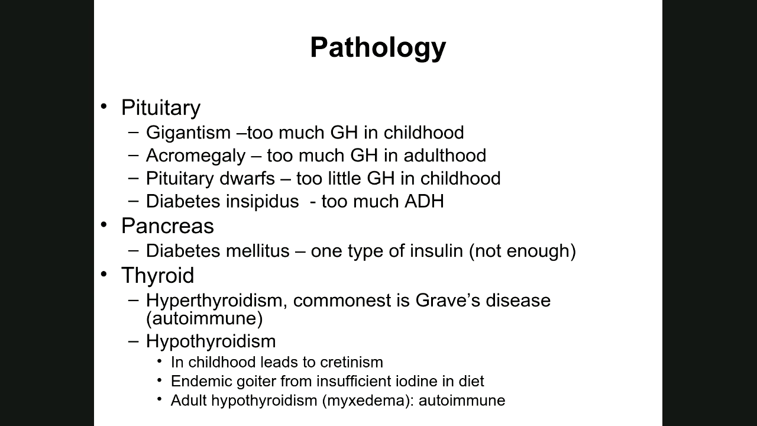Thyroid has two pathologies, hyperthyroidism and hypothyroidism. Both of them are autoimmune diseases, by the way. Hyperthyroidism is very common in Graves' disease. Hypothyroidism in childhood will lead to cretinism. Insufficiency of iodine in the diet will create goiter. Adult hypothyroidism creates what we call myxedema. It's also an autoimmune disease.